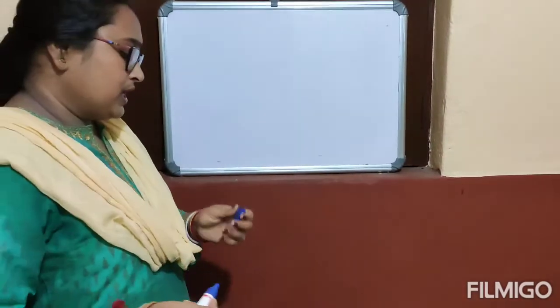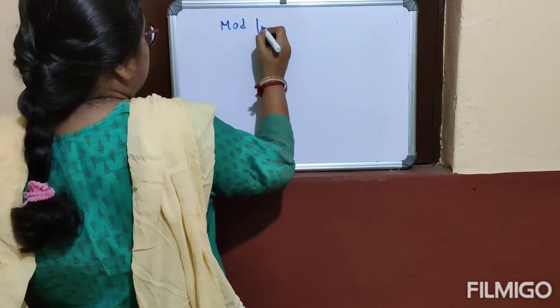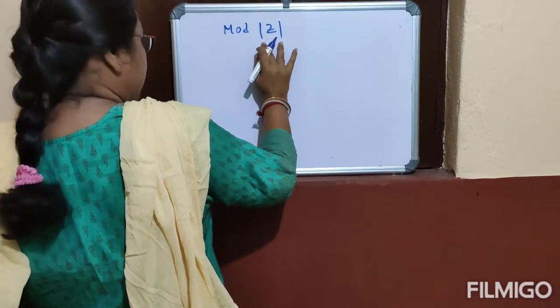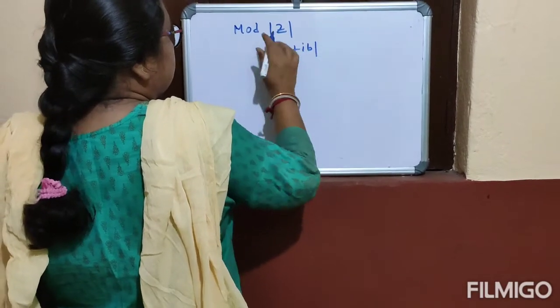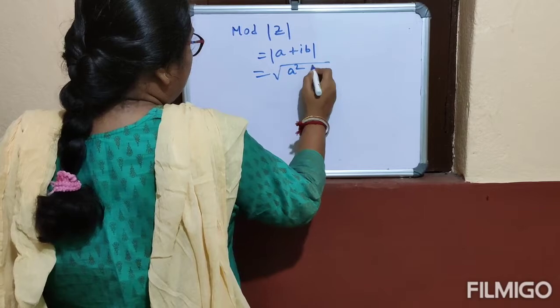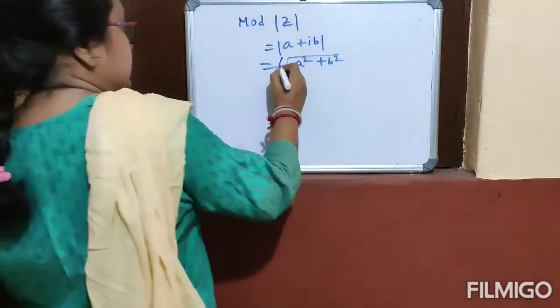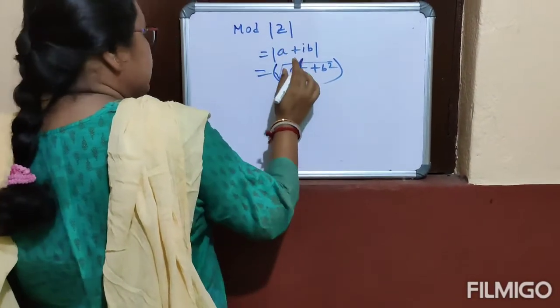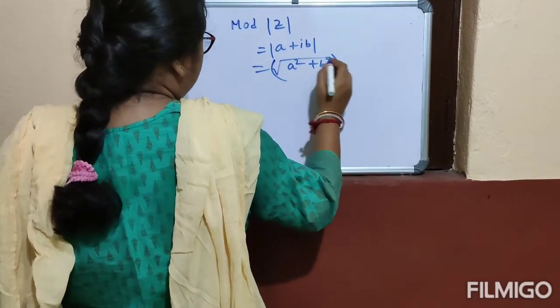Now, the modulus of a complex number, or mod of a complex number. This is the sign of modulus. Z equal to A plus iB. What is the modulus? This is equal to the square root of A square plus B square. This is the mod of Z. Root over A square plus B square is the mod of Z.